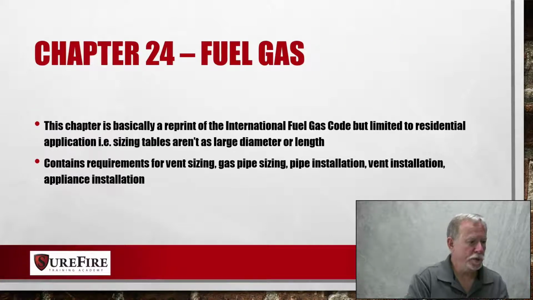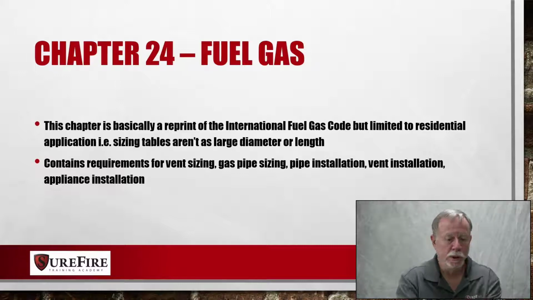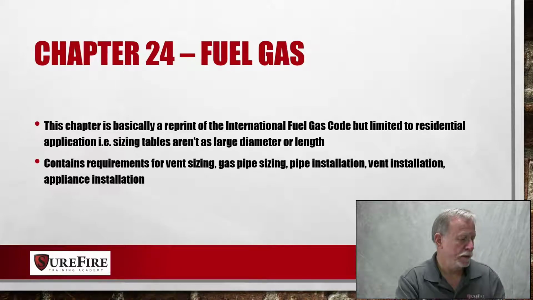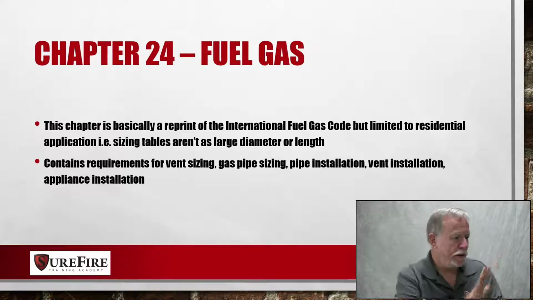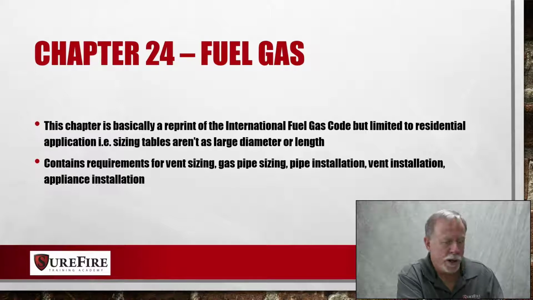And then Chapter 24 is all of the fuel gas requirements. If you're doing any type of gas work, gas piping, venting for gas appliances, installation of gas appliances, all of the requirements for that are found in Chapter 24. Okay, so that's given us a brief overview to the layout of the IRC.